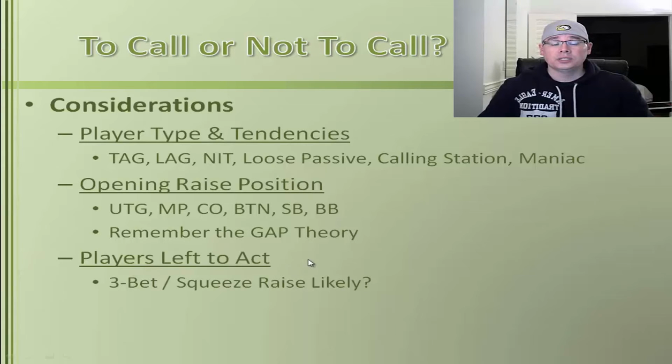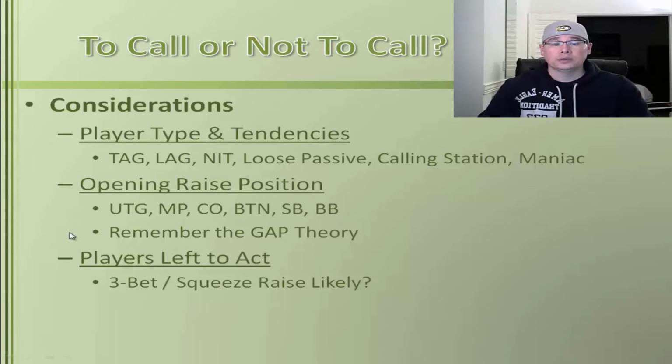Another consideration that you need to think about is the players left to act. These are the players sitting to the left of you at the table. You need to determine what type of players they are. If you have a LAG or a maniac sitting to your left, you need to determine whether, if you call this raise, they are going to 3-bet you or squeeze you out of the pot with a squeeze raise. If they do, then you're pretty much throwing money away if you're calling with a weaker hand. So those are some basic considerations.